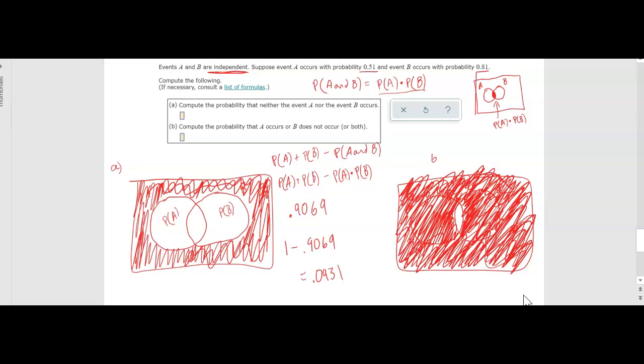So if we're going to do that, well, if we have to find the probability of the overlapping region and then just do 1 minus that. So if we're finding the probability of the overlapping region, that's A times B. So that's 0.51 times 0.81. And then we're going to do 1 minus that. So the final probability will be 1 minus 0.51 times 0.81. So I can do that in my calculator all at one time.